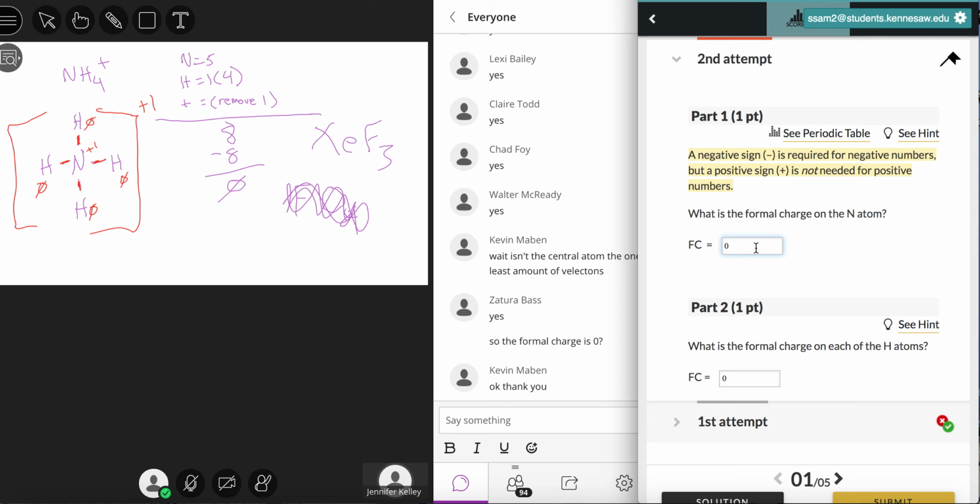Right. And we want to add up all the charges and make sure they equal plus 1. So it's 0 plus 0 plus 0 plus 0 plus positive 1. And so it does. So that's how you do that one.